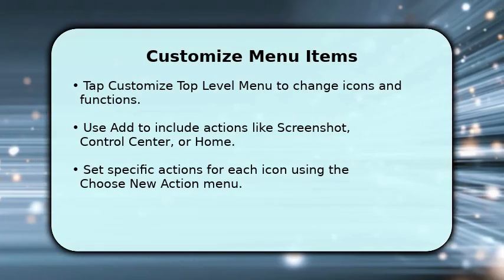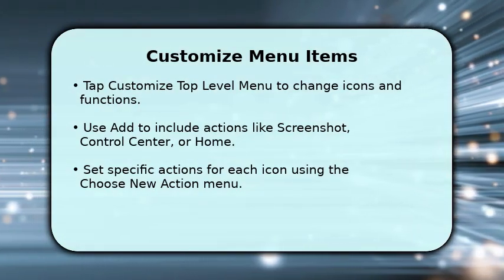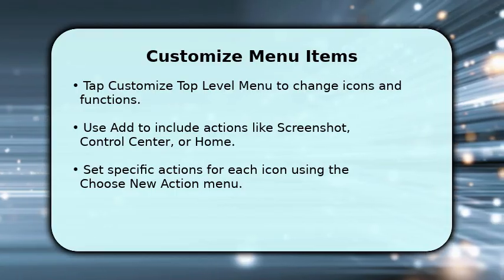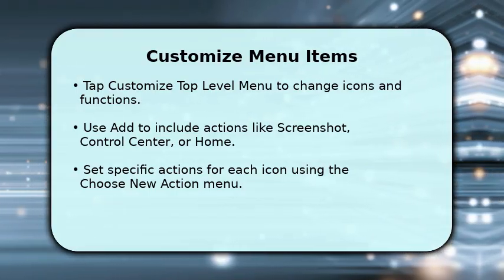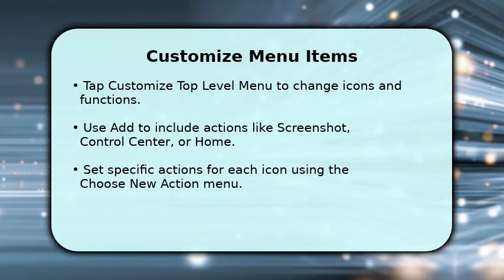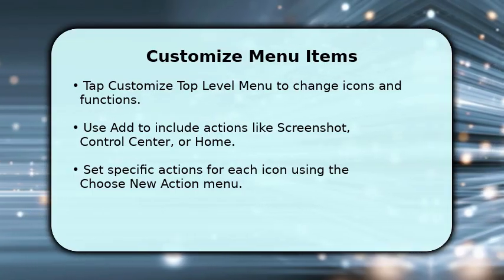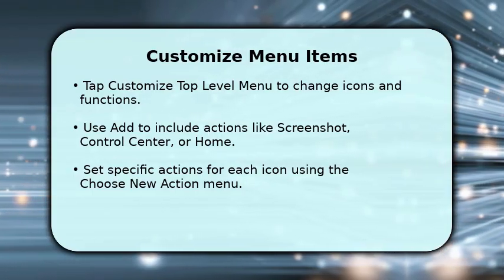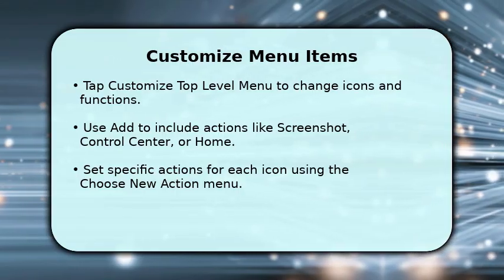Tap Customize Top-Level menu to change icons and functions on the wheel. You will see a grid of current items and a plus button. Use Add to include actions like Screenshot, Control Center, or Home for immediate access. Tap any existing icon to replace it with a new function from the list.